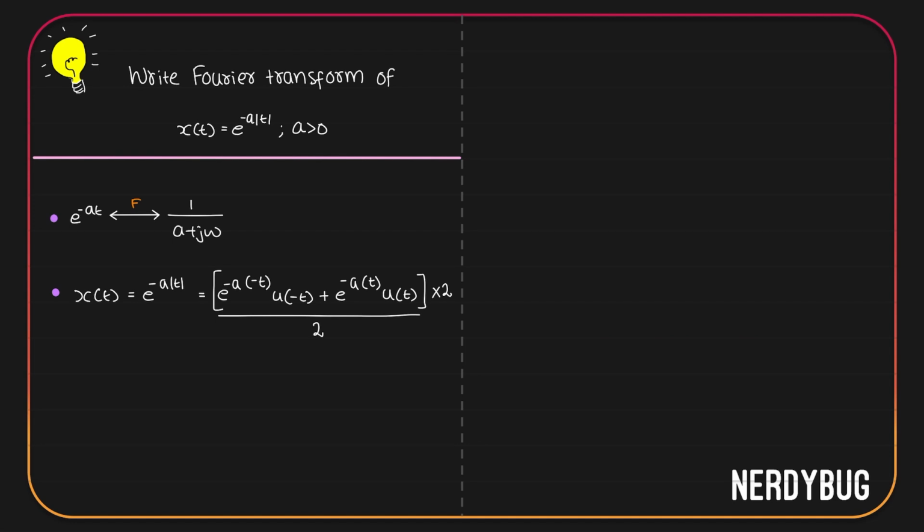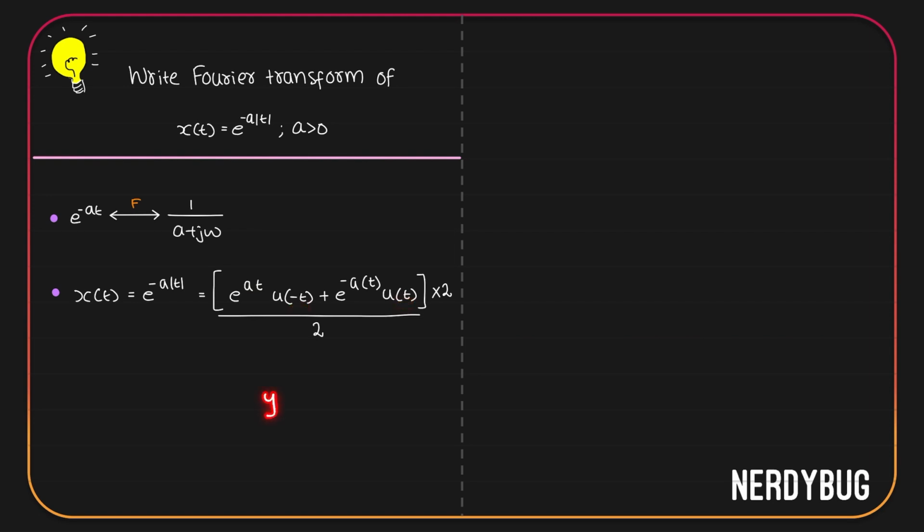Before that, here we have minus a into minus t. We can write it as at. So what we have here is e raised to at u of minus t plus e raised to minus at u of t divided by 2. Now, if I call this one y of t, then this will become y of minus t. Because here I have minus at, here I have plus at. Here I have plus t, here I have minus t.